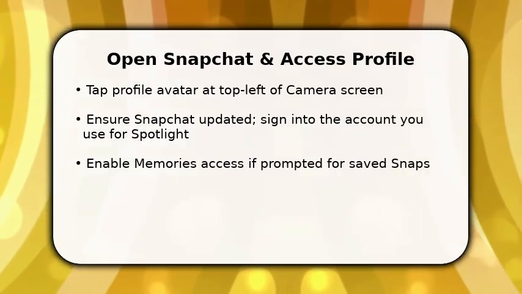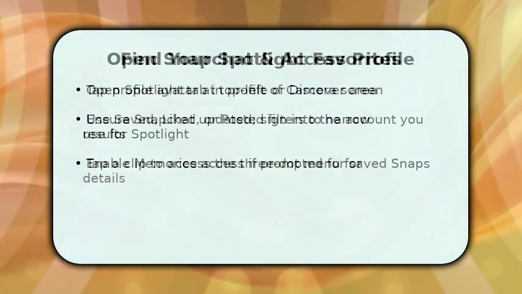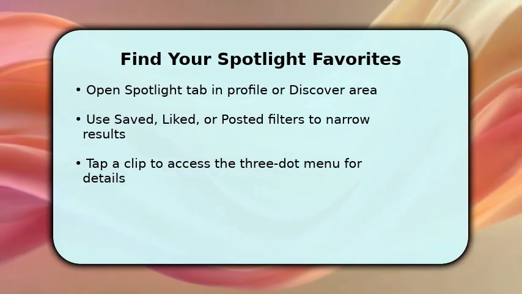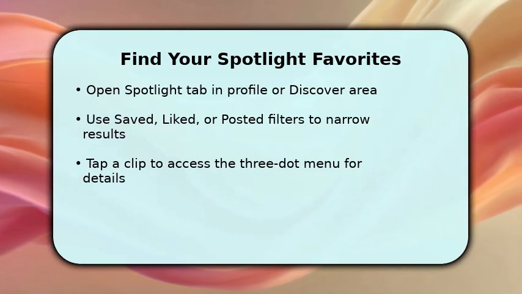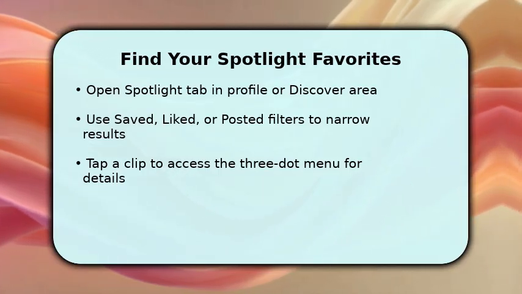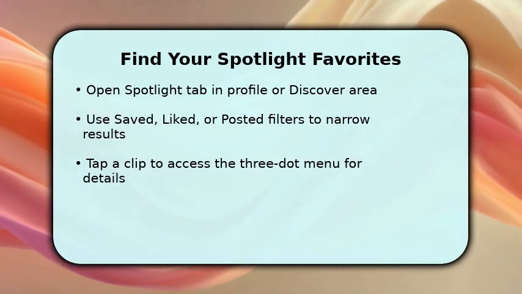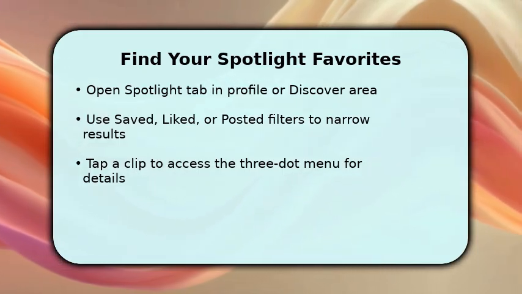This gets you directly to items Snapchat associates with. You now navigate to Spotlight inside your profile or the Discover area. This is where Spotlight content aggregates. Once there, make sure to filter by saved, liked, or posted to narrow items linked to you. Filters speed the search and reduce noise.